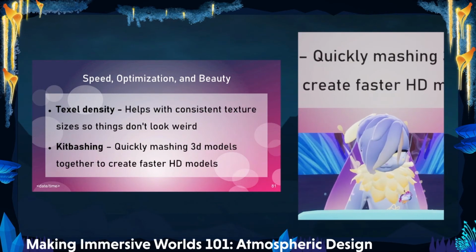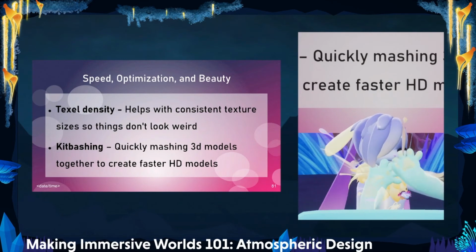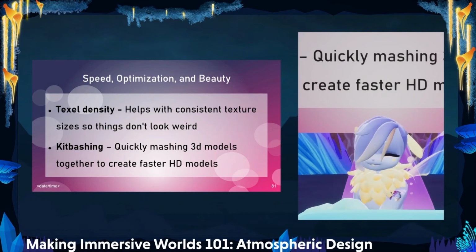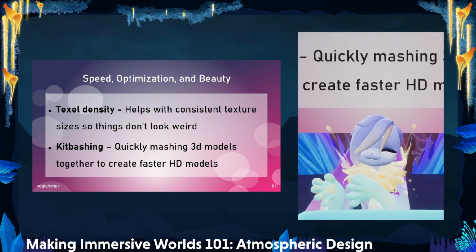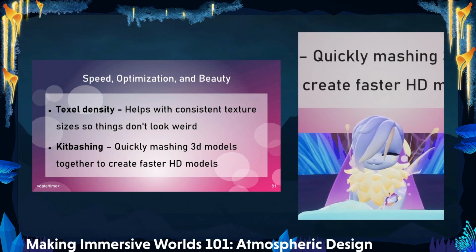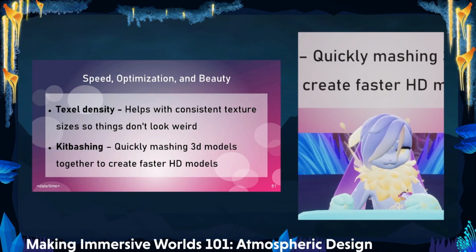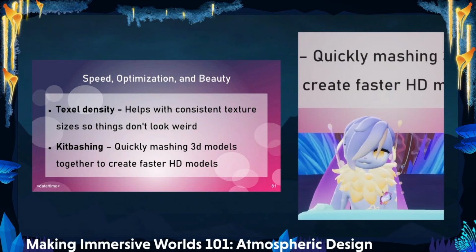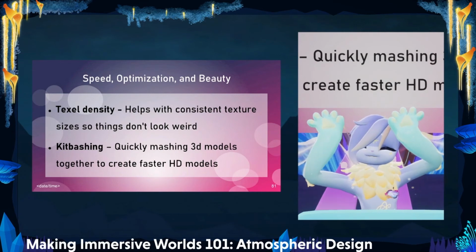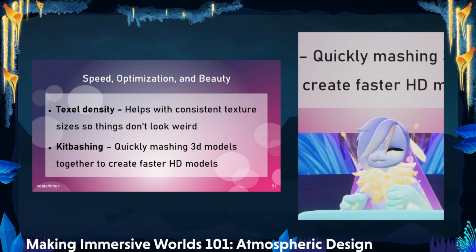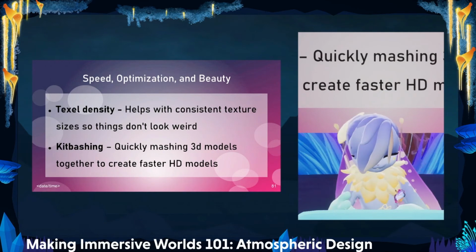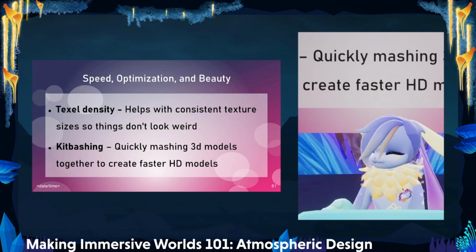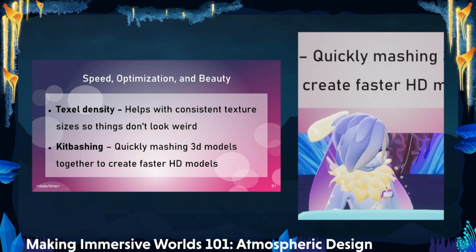There's more for that. Another one is texel density. And this is mostly a mistake that most new people have. This is basically the pixel size of each texture. If you have a consistent texel density, it helps with consistent texture sizes so things don't look weird. Another is kit bashing. This is essentially multiple little models that you could attach to a low poly model to give it higher detail. Then you could merge them, project them and bake them down to the low poly model to give that detail.